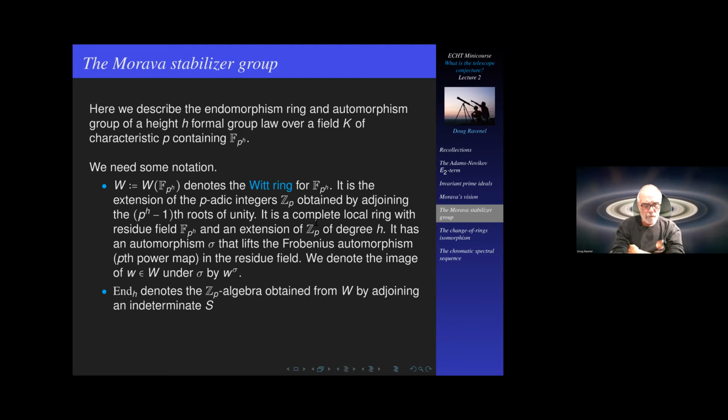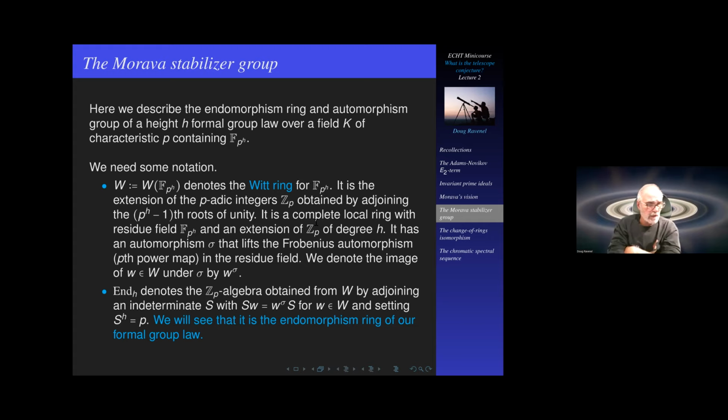Now, the endomorphism ring, what I'm calling End_h, is the Z_p algebra obtained from W by adjoining an element S. S is a non-commuting indeterminate, and it fails to commute with elements in W as indicated by this formula: S times w is equal to w^sigma times S, for any little w in big W. And we also set S to the h power equal to p. So this is a degree h extension of W, and that means in particular that as a Z_p module, it is a free Z_p module of rank h squared. And we'll see that this is in fact the endomorphism ring of our formal group law.